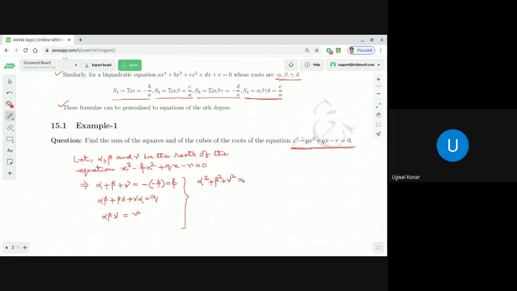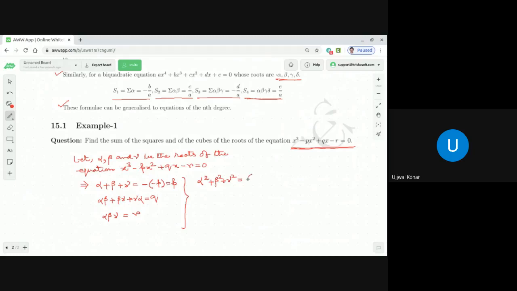So now it is an obvious requirement that we need to express this expression, alpha square plus beta square plus gamma square, in terms of alpha plus beta plus gamma and alpha beta plus beta gamma plus gamma alpha. Because why so? Because we know their values. So now we need to go back to our class 9 standard, whatever we have learned, a plus b plus c whole square or a square plus b square plus c square, if you recall, dear students.